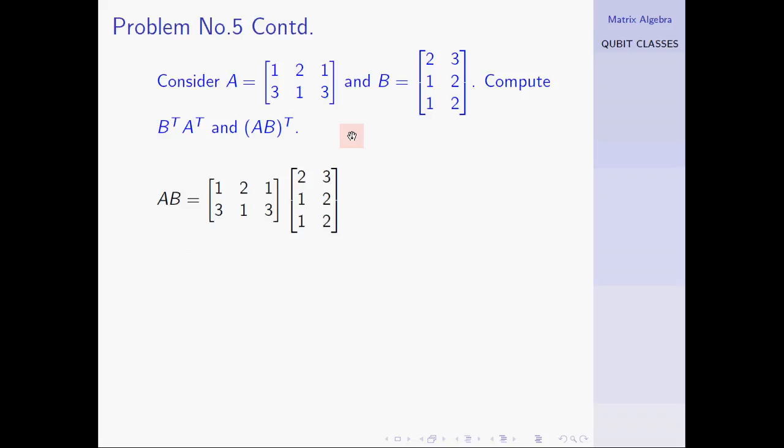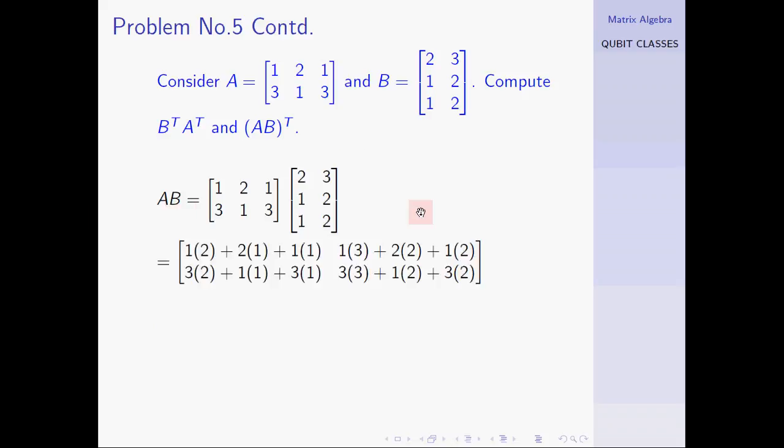Now as we did for B transpose into A transpose and the other cases of matrix multiplication, we will perform A into B in a similar fashion. So we'll take the first row and first column, first row and second column, second row and first column, and second row and second column. So I have written them down here. On simplifying, I will get 5, 9, 10 and 17.